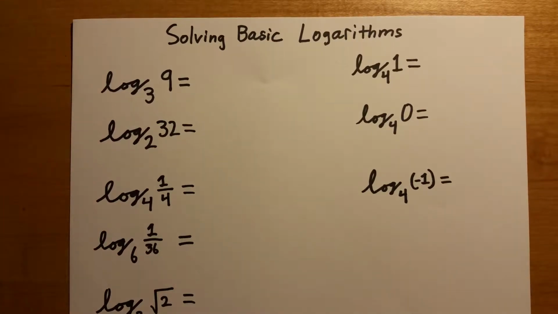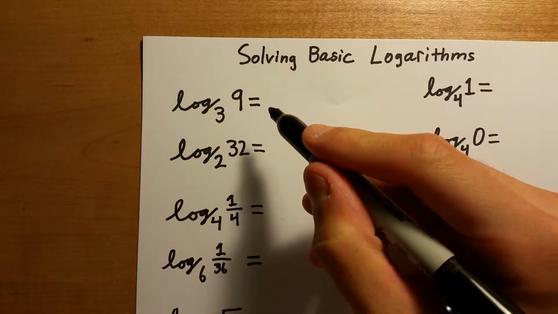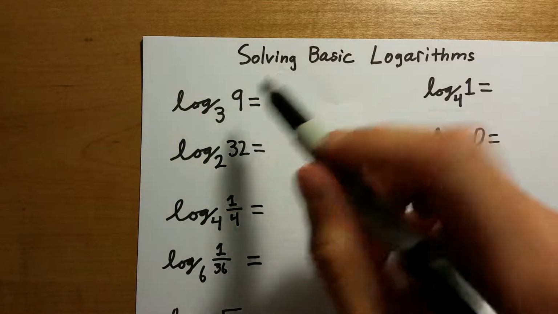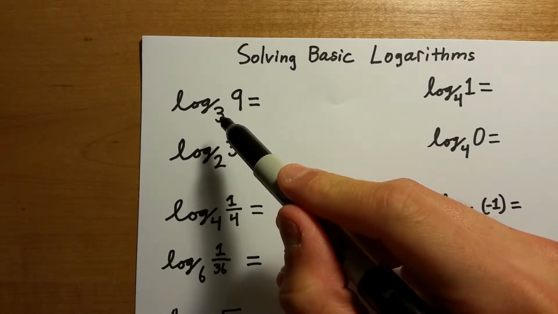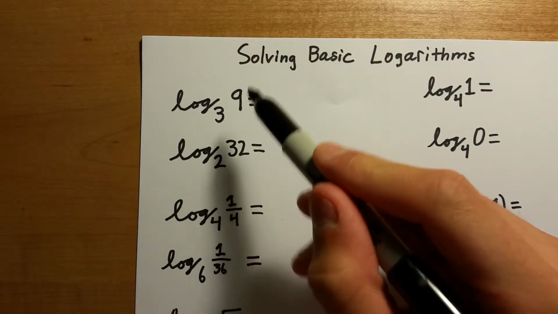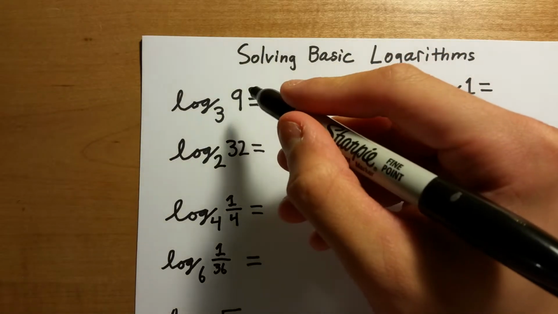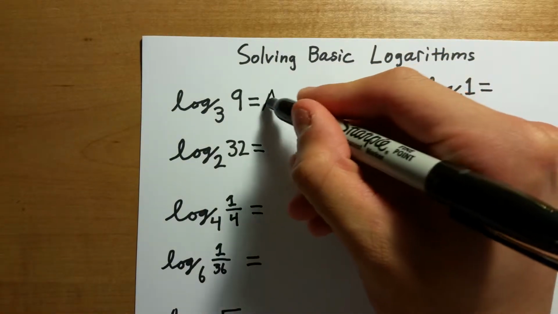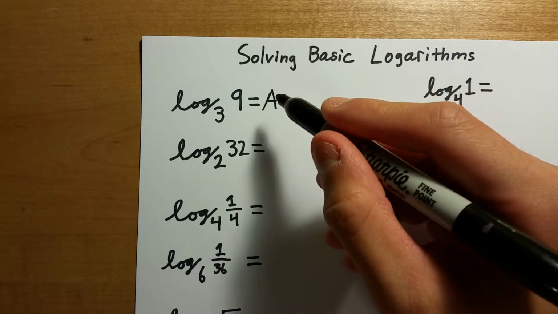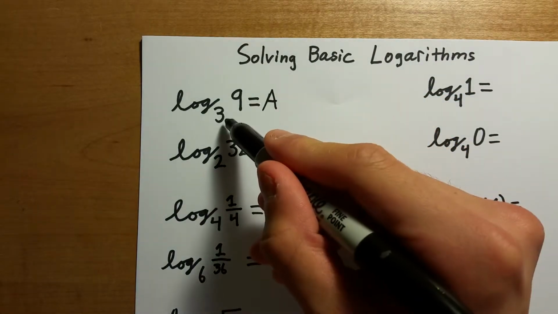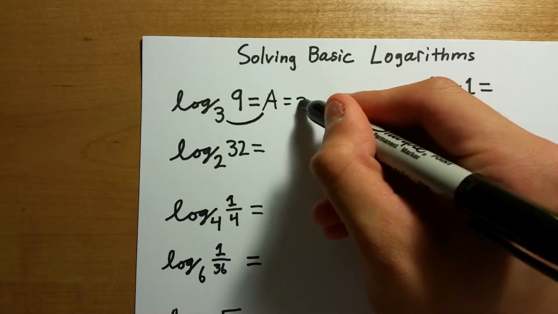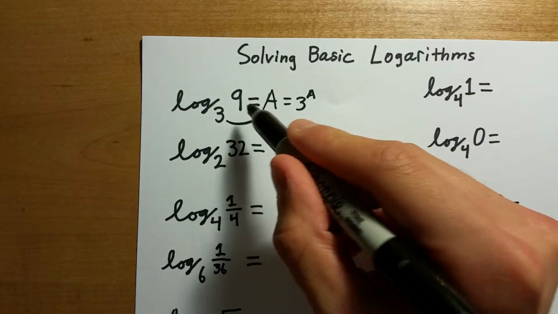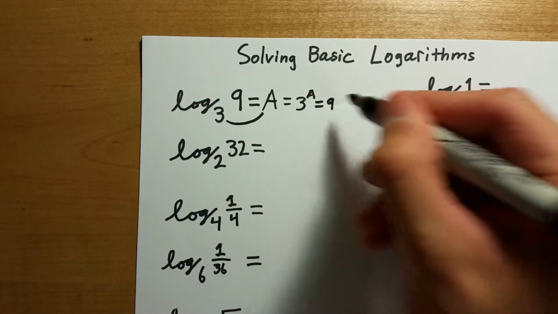Okay, so in this video we're going to cover how to solve basic logarithms. For our first example, log base 3 of 9, this is essentially asking what power does 3 need to be raised to in order to achieve 9? So you can put A for answer, and then rewrite it in its exponential form. You write it as 3 to the power of your answer equals 9. So 3^a equals 9.